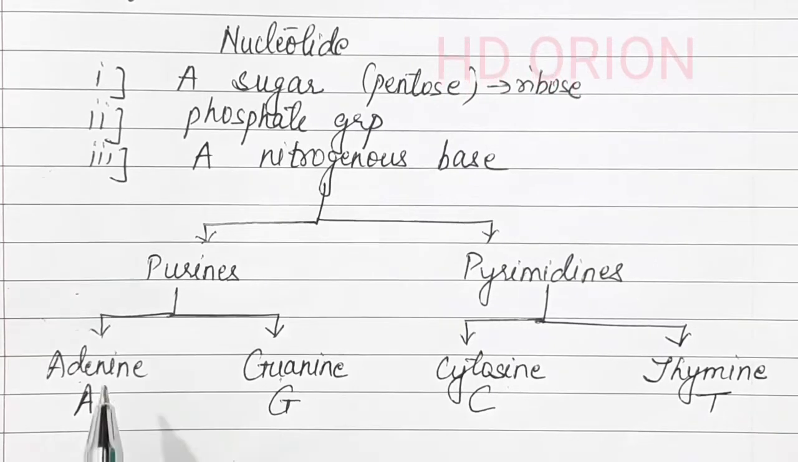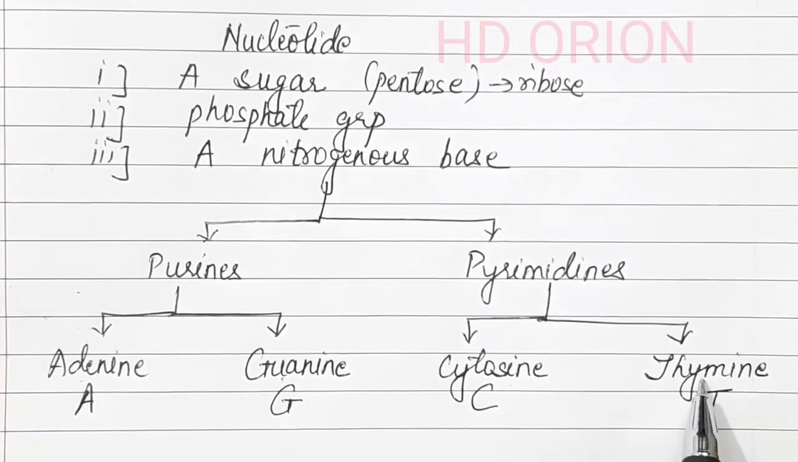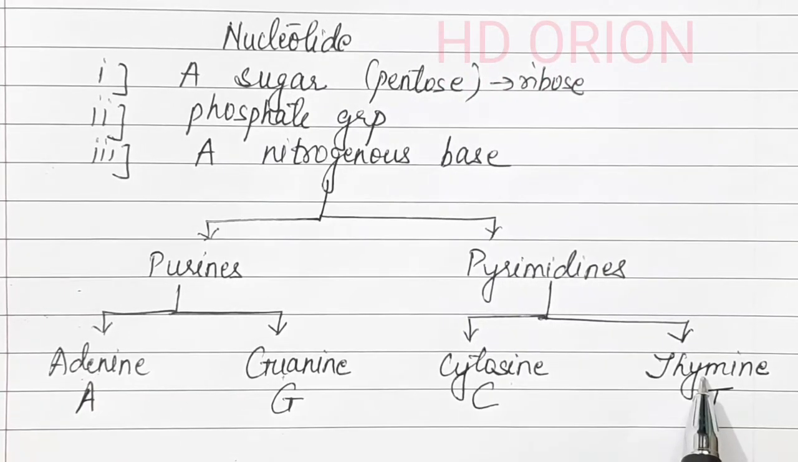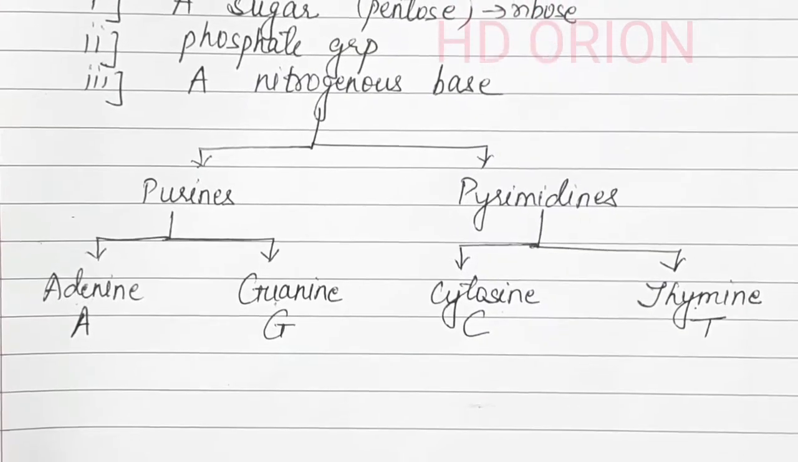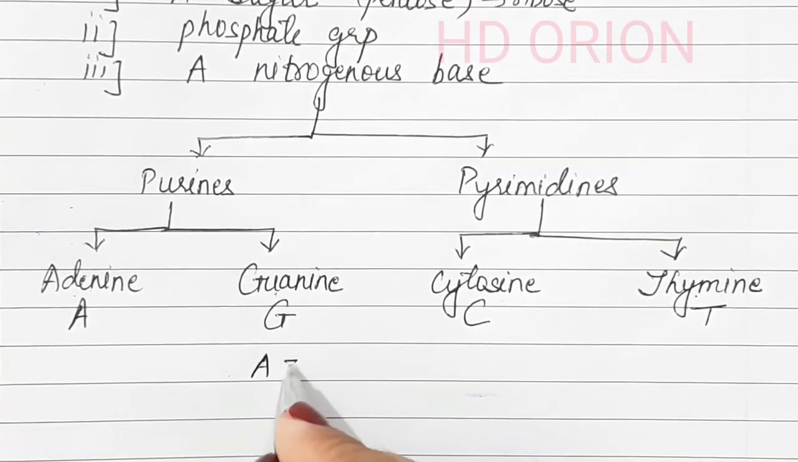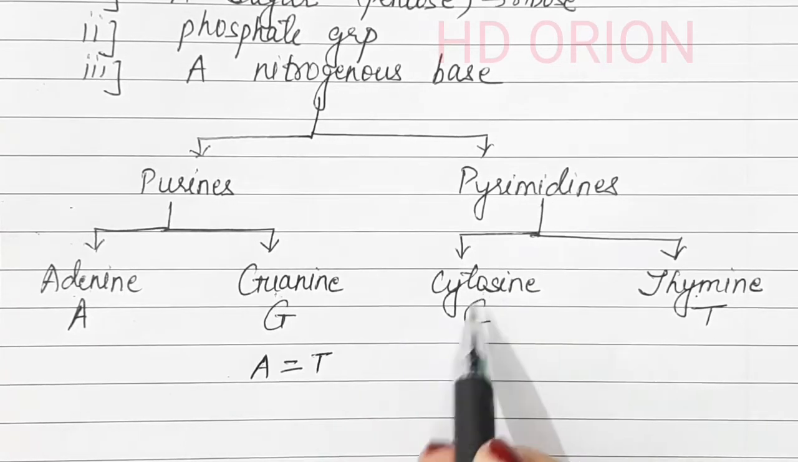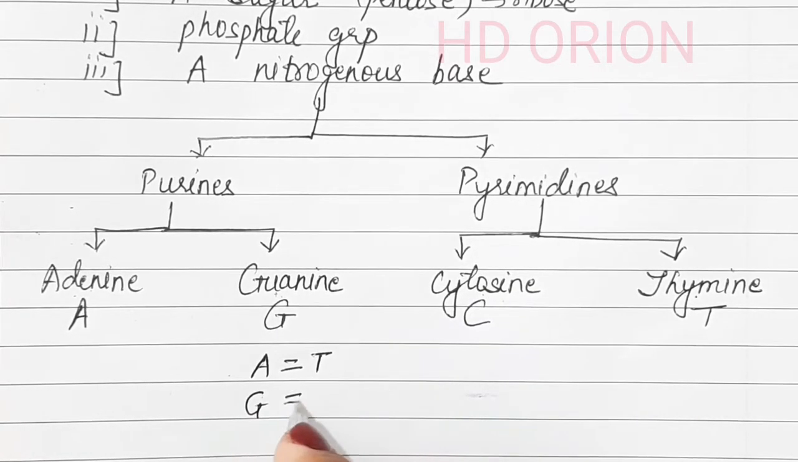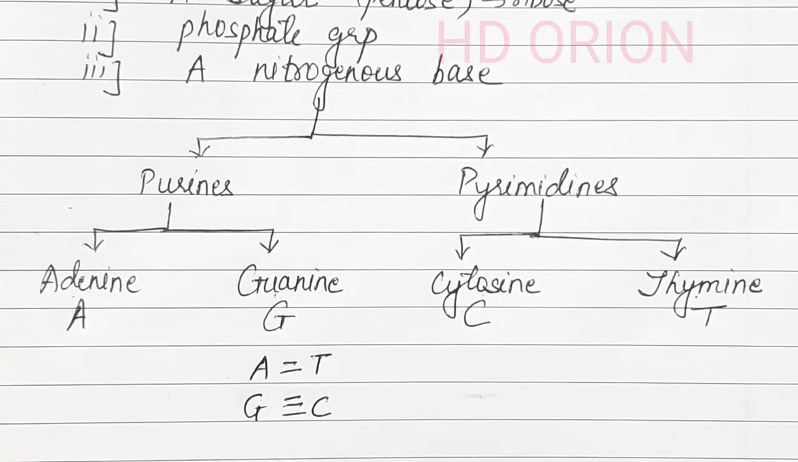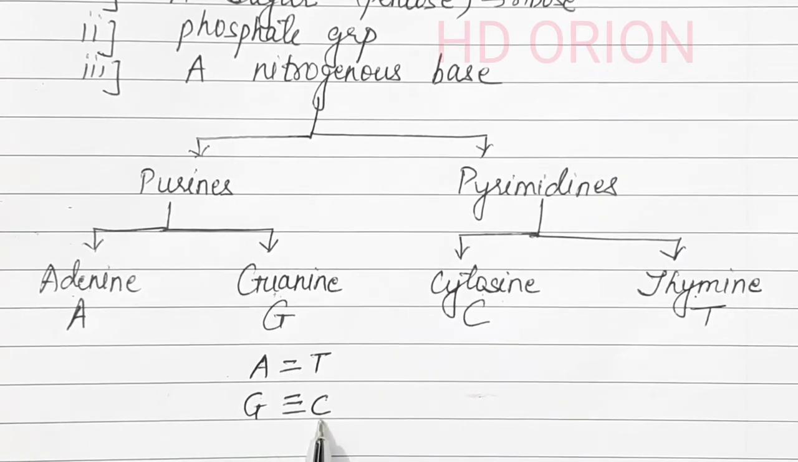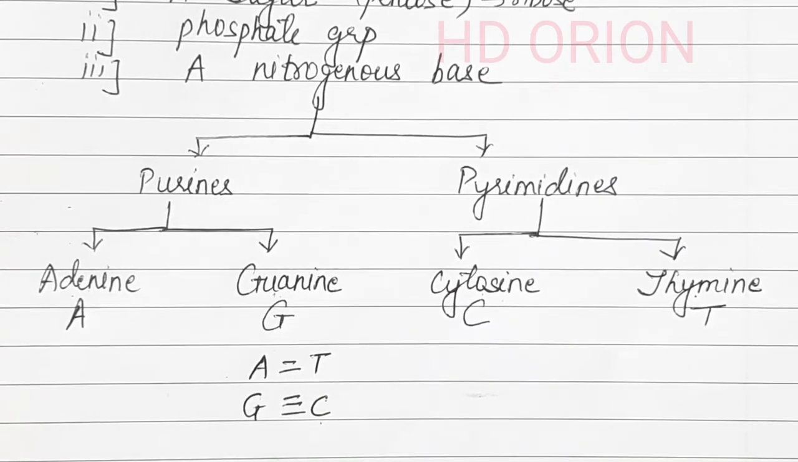It is compulsory that adenine and thymine base pair with each other. That means A and T will base pair with each other by a double hydrogen bond, and guanine and cytosine will base pair with each other by a triple hydrogen bond. It is compulsory that adenine and thymine will be base pairing and guanine and cytosine will be base pairing.